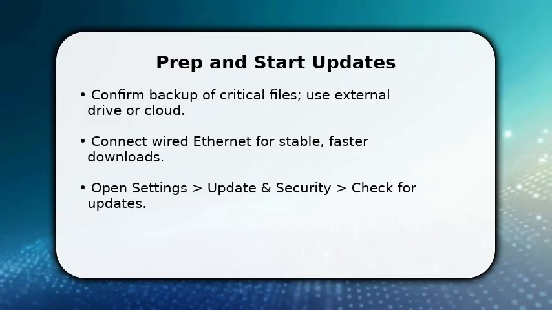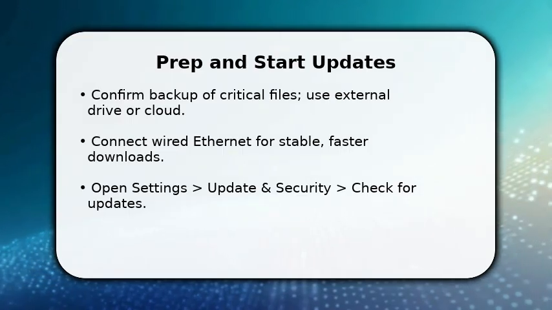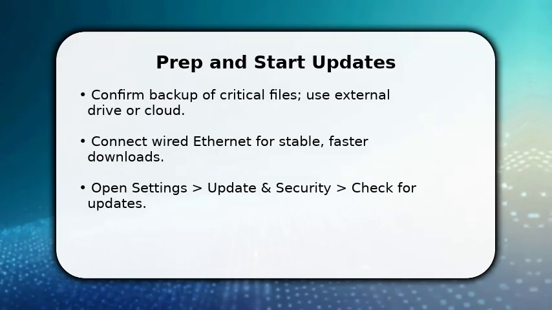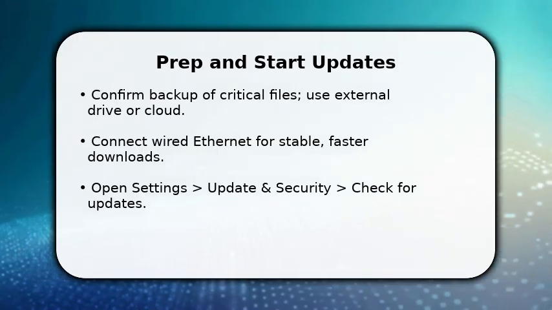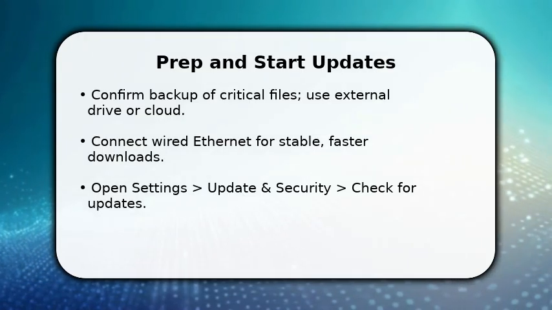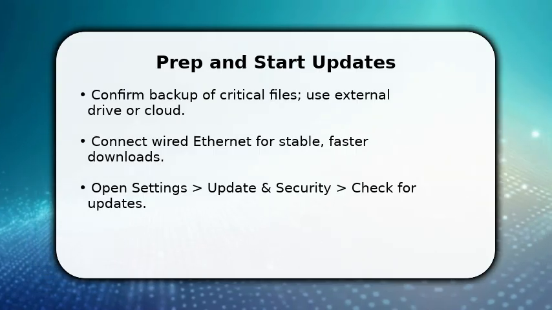You begin by making sure you have a recent backup and a wired connection. This reduces interruptions and speeds downloads. Once connected, close bandwidth-heavy apps and open settings update and security. Make sure Windows Update is active and hit check for updates to start scanning.